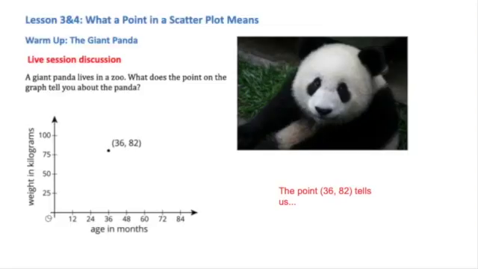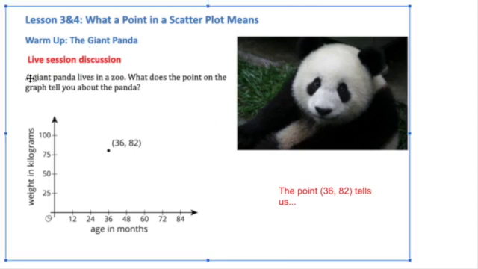Okay, so our first part of this is just making sure we understand what we're looking at when we see a graph. So if I'm looking at the graph about this cute little panda right here, I've got a panda that lives in a zoo, because most of them do. What does the point on the graph tell me about this panda? So I want to look at this graph and really see what is the purpose of this graph. What is it telling me?